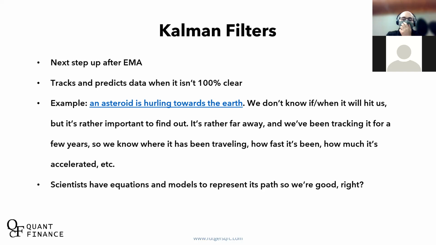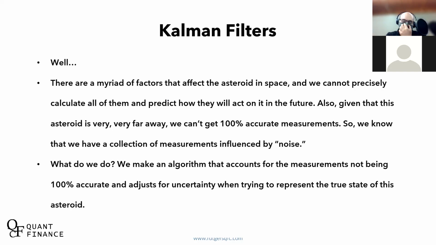But I mean, scientists have a lot of equations and models to perfectly represent this path, so we're good. Or we aren't good. The reality is, whenever you're looking at an asteroid through space or any other kind of physical process, you can't get a 100% accurate measurement of what you're looking at. In this example, the asteroid is light years away from us, and no matter how strong our telescopes and our radar are, we're not going to be able to 100% say this is the exact position of the asteroid.